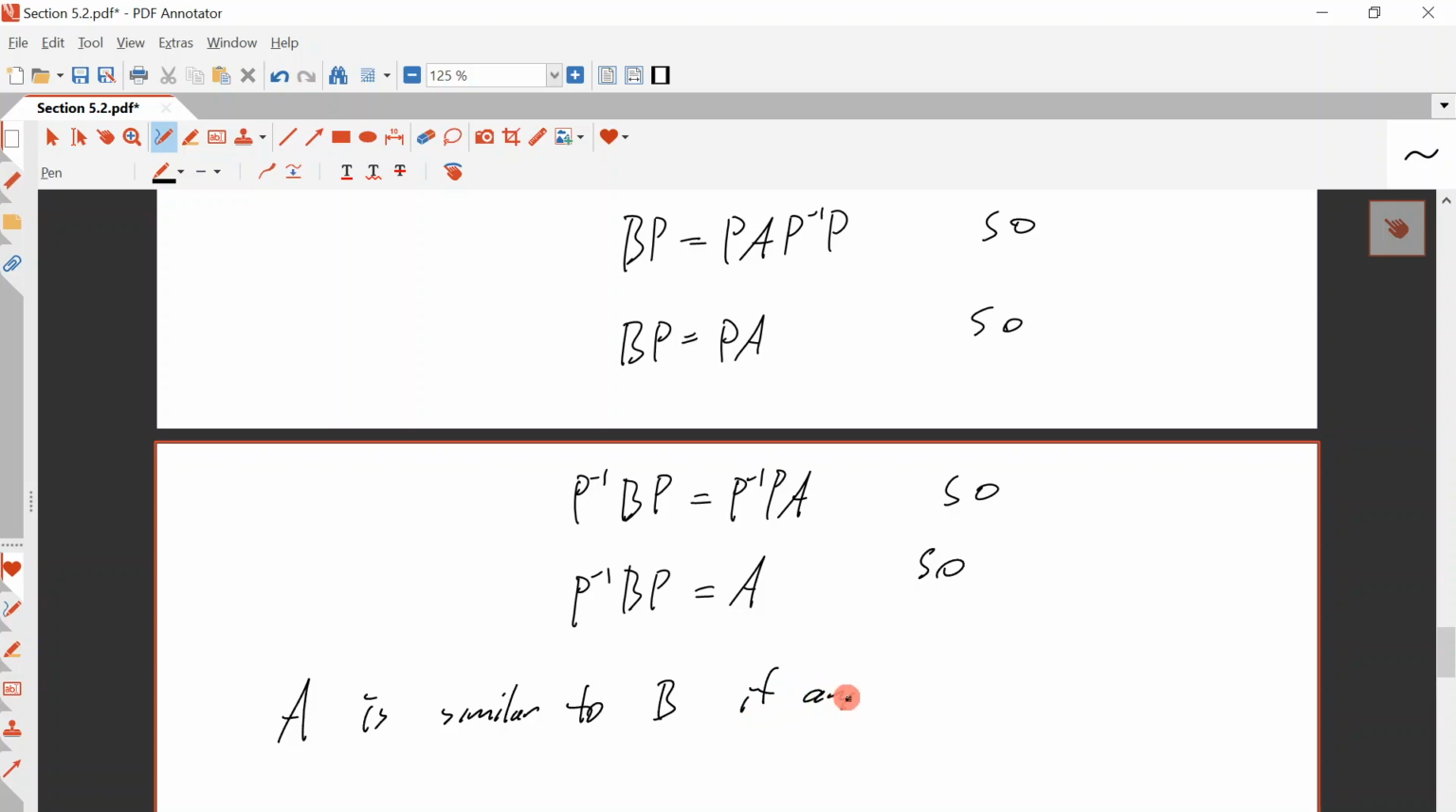So it's a symmetric relationship, right? Which not all relationships are. Less than is not a symmetric relationship. 3 is less than 4, but 4 is not less than 3. So that's an anti-symmetric relationship. It's never symmetric, but this one is a symmetric relationship.